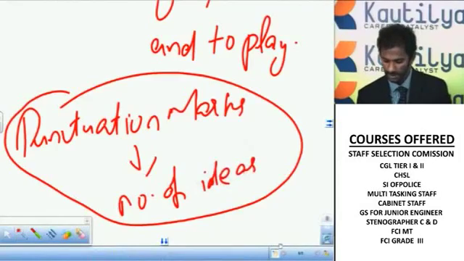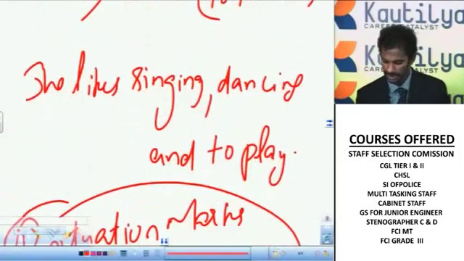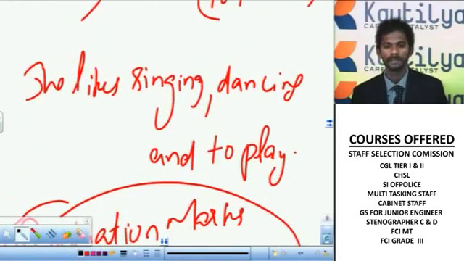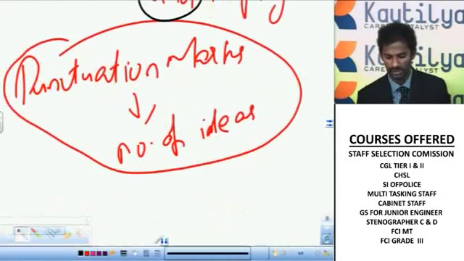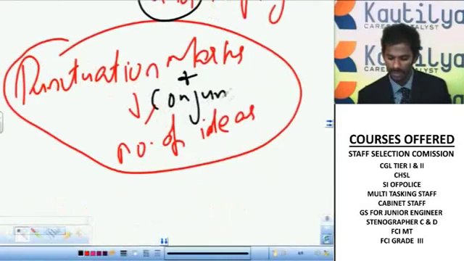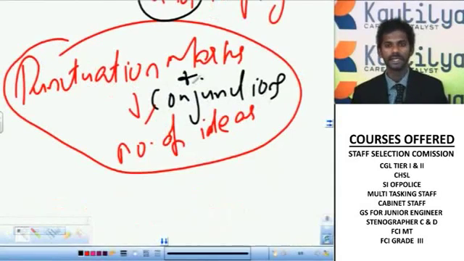So I went for a statement like, she likes singing, dancing and to play. There are 3 ideas in this sentence shown by comma. Then, as you know, and is a conjunction. A conjunction connects 2 ideas, which we've already discussed. So you can look for punctuation marks and conjunctions to find out the number of ideas. We discussed the concept of indicators in detail: contrast, support, cause and effect. They are conjunctions because those words connect 2 ideas. Any word connecting 2 ideas can be termed as a conjunction.